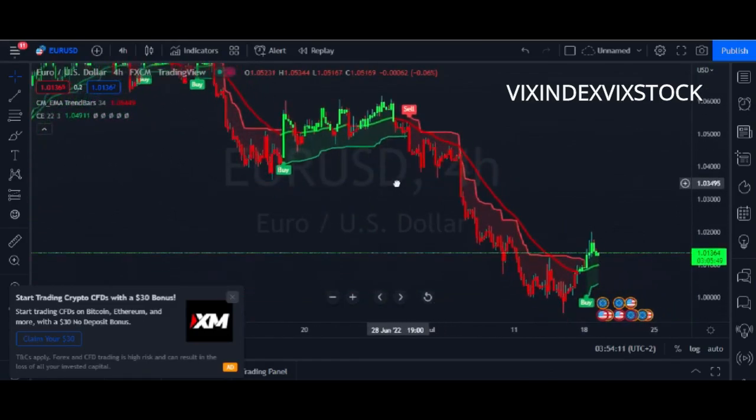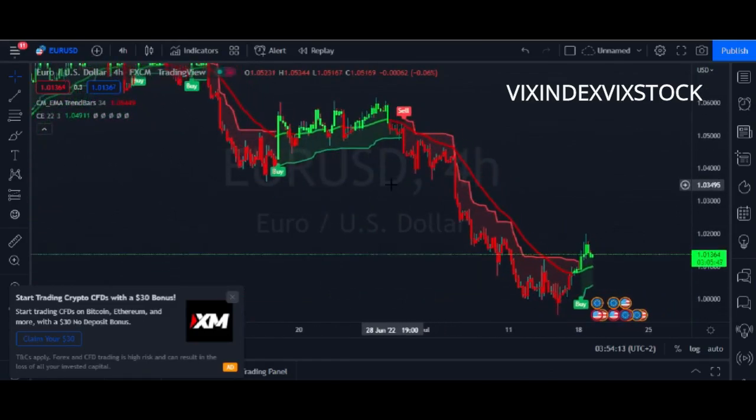So what we're trying to do here is create confluence with our system. We want as many indicators as possible telling us to buy or to sell. That's why we are going to weed out the bad trades and take only the best trades.